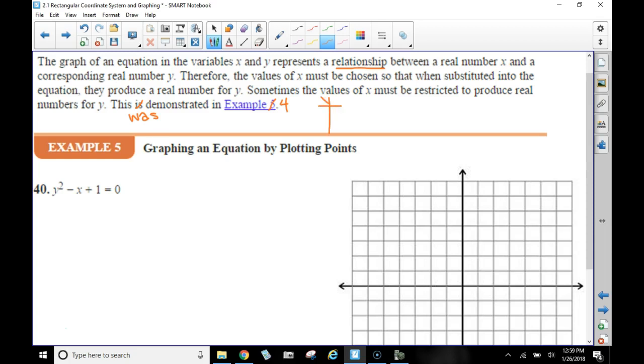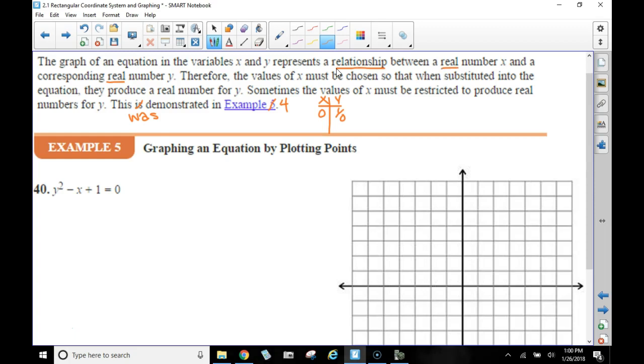Remember when we had our little chart of x, y ordered pairs? We didn't let x be 0 because y was not defined for our real numbers. 1 over 0, we don't know what to do with that. Sometimes we're going to need to restrict a variable so that we don't get 0 in the denominator, or we don't want any imaginary numbers because we want real numbers.